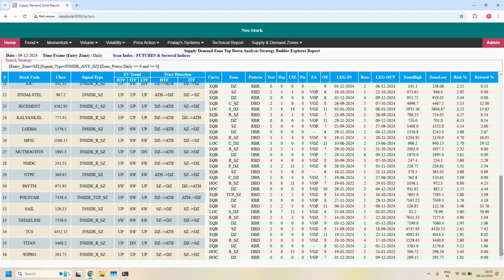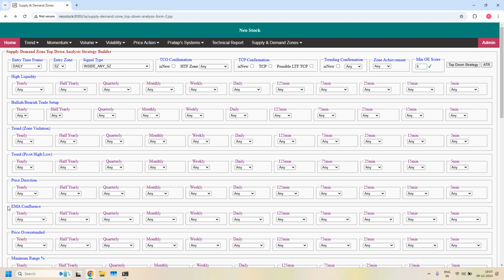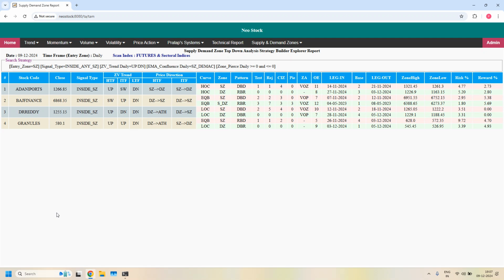Out of these 36 supply zones, daily supply zone, how many are having daily EMA Confluence? The supply zones with daily EMA Confluence, let's filter. In the EMA Confluence at a daily time frame, daily supply zone having daily EMA Confluence, and the daily trend with EMA Confluence should not be sideways. So I am selecting up or down trend. With these filters, we got 4 stocks. These 4 supply zones are high probability setup supply zones based on EMA Confluence. Price closed inside daily supply zone. Okay, this is about daily time frame.